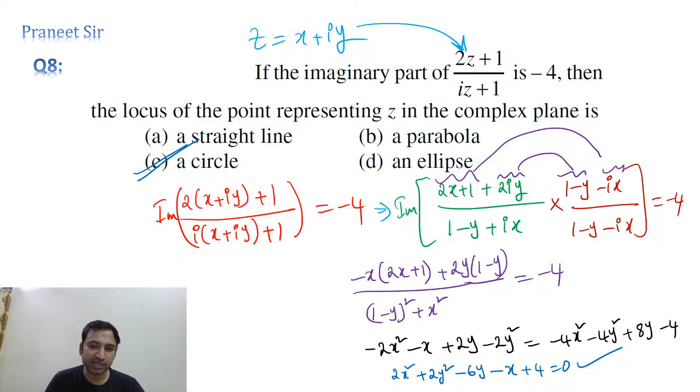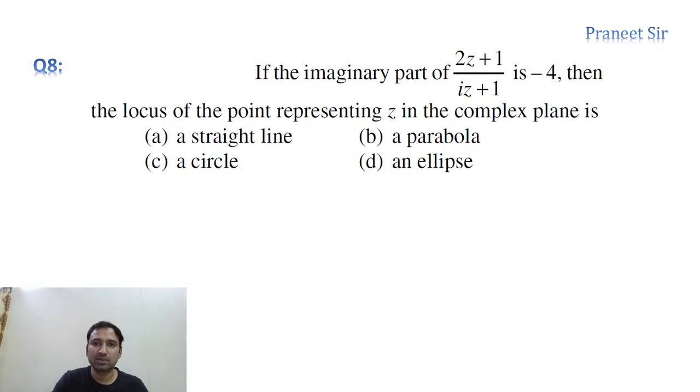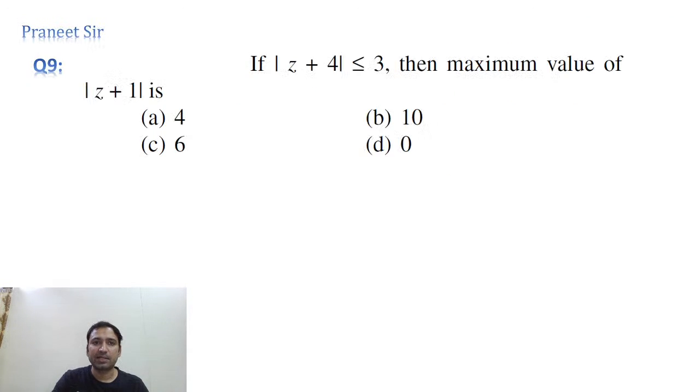The coefficient of x square and the coefficient of y square are equal, and there is no xy term. So obviously the second degree equation represents a circle. Okay? Got it? Chalo, let's move to the next question. Yeah, this is the next question we have.